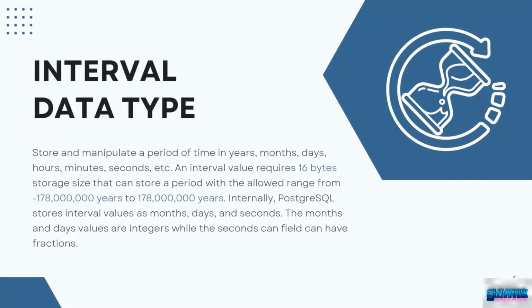The interval data type allows you to store and manipulate a period of time in years, months, days, hours, minutes, seconds, etc. An interval value requires 16 bytes of storage size that can store a period with the allowed range from negative 178 million years to positive 178 million years. Internally, PostgreSQL stores interval values as months, days, and seconds. The months and days values are integers, while the seconds can have fractions.